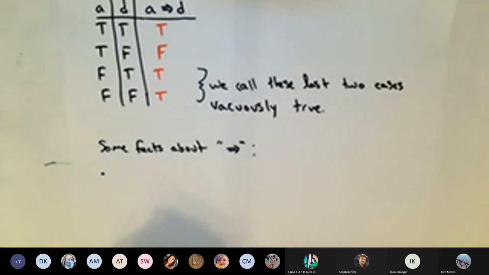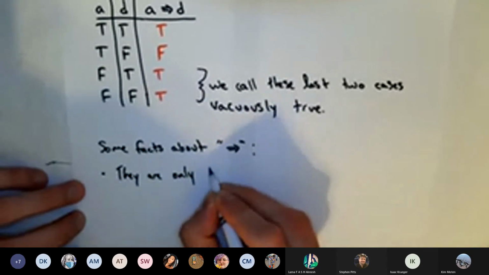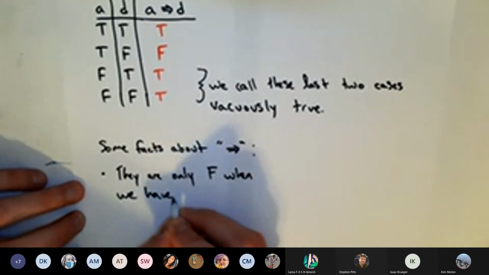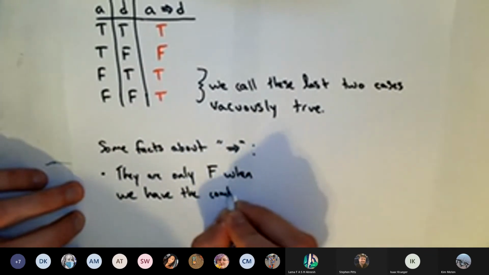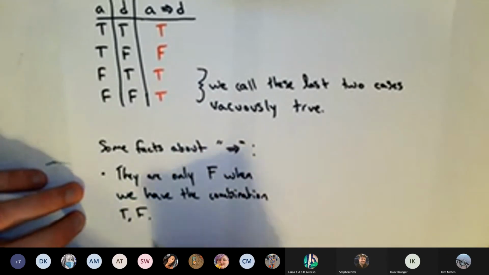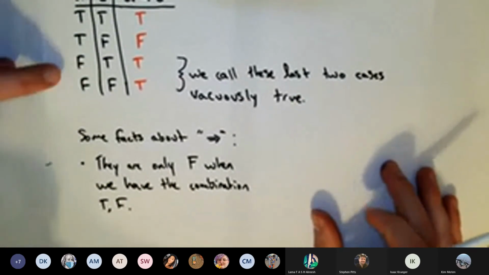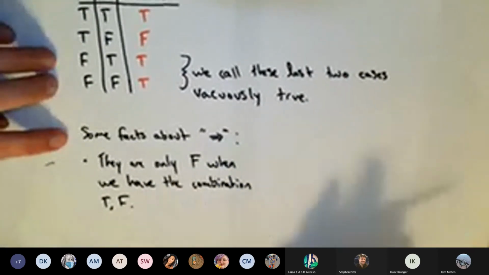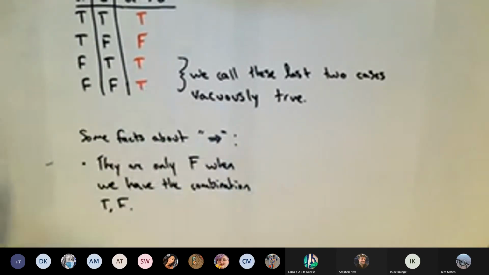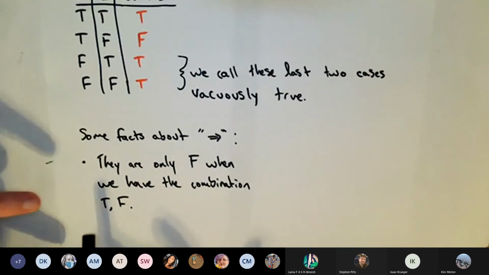Okay. They are only false when we have what combo? We have the combination true, comma, false. You can write a corresponding fact that says they are always true except for this case, but I'm going to leave it like that since we're almost out of time. I'm going to say these implication statements, or if-then statements, are only false when we have the combination true, false.